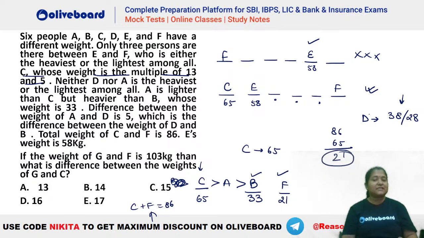Let's say if he's 28, that means he should be there between B and F. So B will be at this position and D will be here and your A will be here. That's absolutely okay. Let's take the case C, E, 58. This is 1, 2, 3. This is your F. Let's check. So you can see we can have two possibilities here.